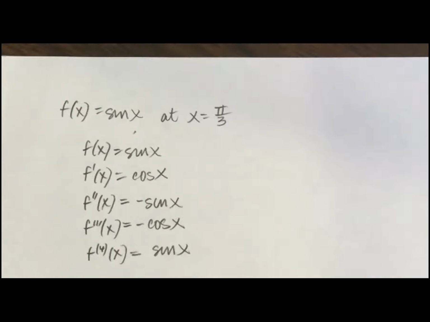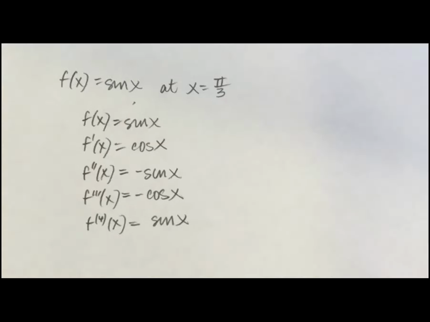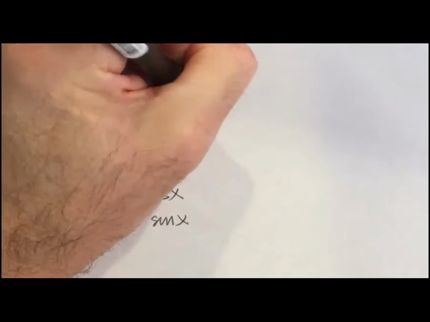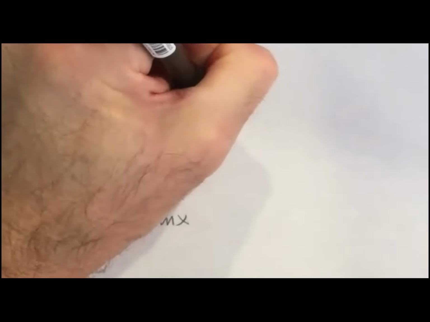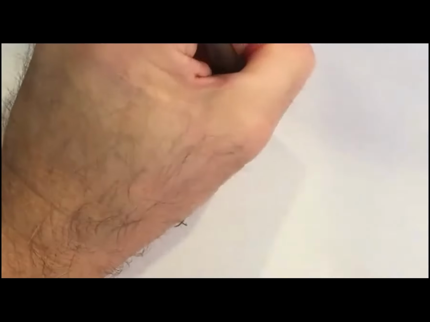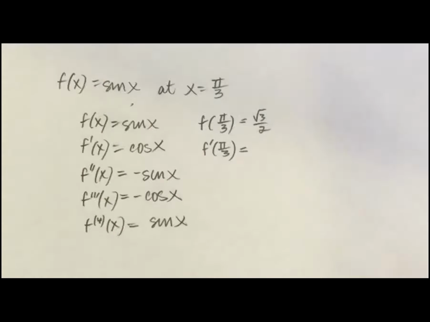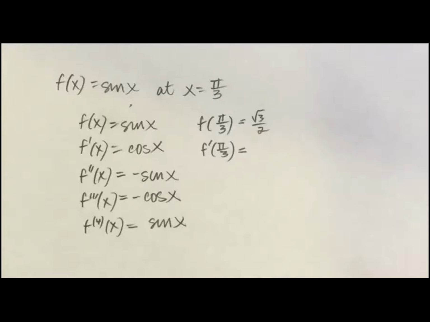So how far do you have to go? Generally, 4 or 5 of them will be enough that you can see the pattern. Now what we have to do is stick in pi over 3. So at pi over 3, I get the sine of pi over 3. Well, pi over 3 is what, 60 degrees? So the sine will be root 3 over 2. The derivative, that's the cosine of pi over 3. So if I'm up root 3 over 2, I must be over a half.